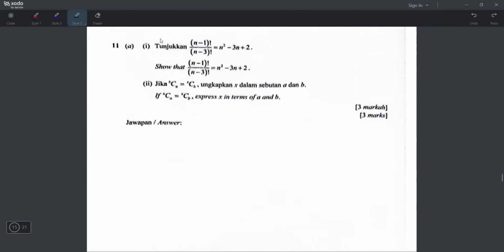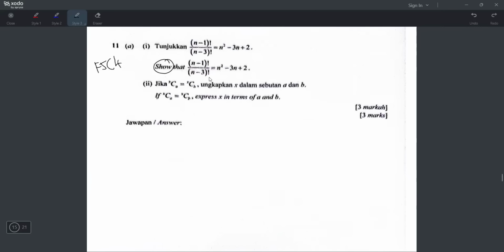Alright, number 11. Show that (n minus 1)! over (n minus 3)! equals n squared minus 3n plus 2. This is definitely from chapter 5. What's the permutation one? Chapter 4, right? Yeah, chapter 4, the permutation and combination chapter. Okay, for the show question, you usually have the answer here already, and you just have to show them step by step the working.